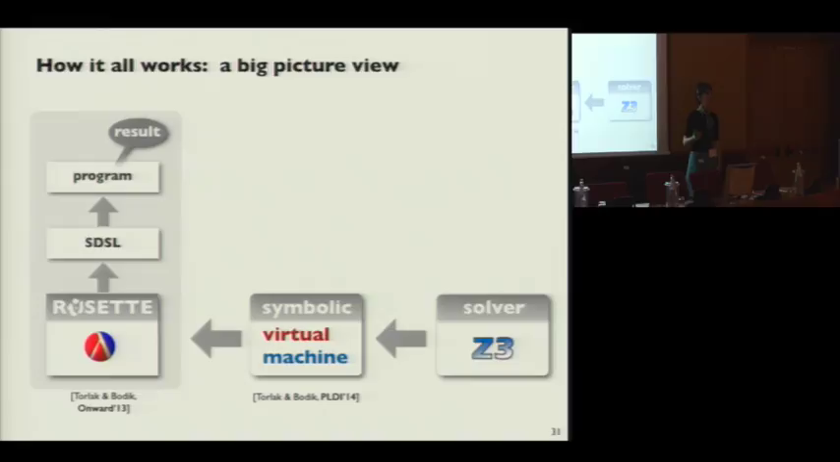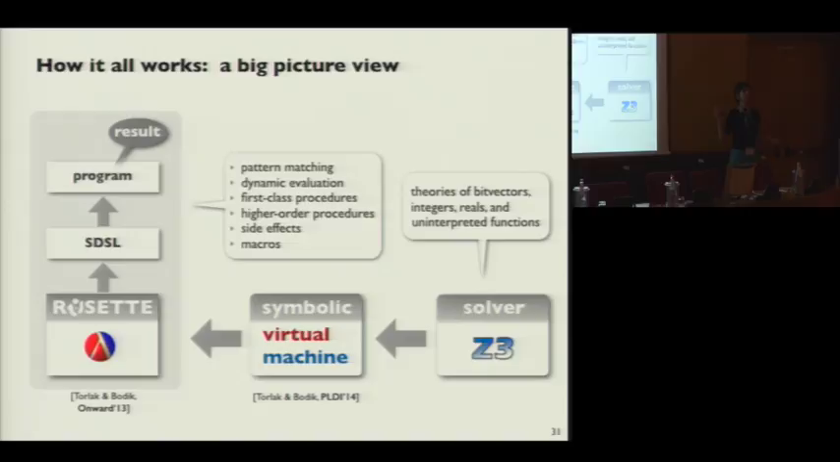Z3 will produce an answer, of course, in the form of logical models and unsatisfiable cores. The challenge that we have to solve is how to do this efficiently in the presence of constructs that are very difficult to translate to constraints. For some of them, we don't even know how to do it well. So we have, as I mentioned before, dynamic evaluation, pattern matching, and so on. What we really want to get down to at the end is a quantifier-free logical formula. Everything that I work on is fully automatic, so there are no quantifiers. It means that we only reason about finite executions of procedures, so everything is quantifier-free in the theories of bit vectors, integers, reals, and uninterpreted functions. Those are the theories currently supported by Rosette.